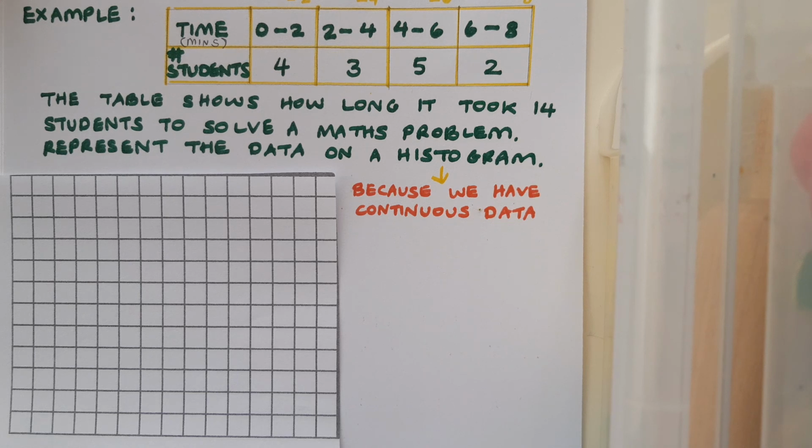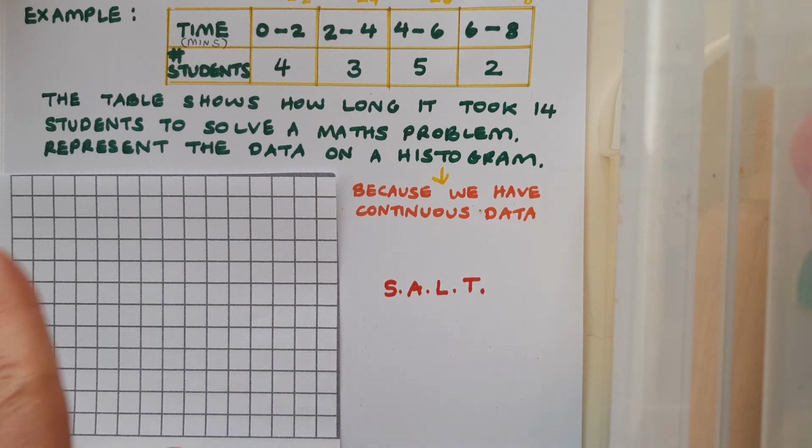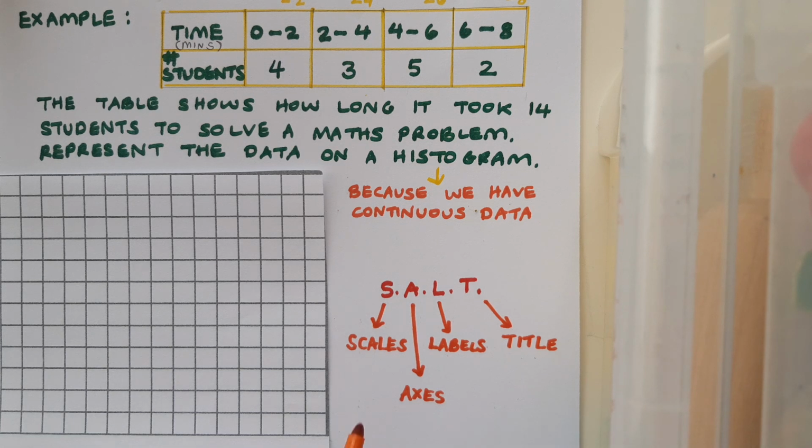So now let's get down to the business of actually drawing the histogram. The first thing that I'm going to note here, just to the right of my squared paper, is the little acronym SALT. And this is just to help me remember to include certain things in my graph. And those things are scales, axes, labels, and title. And I'll explain each of these as I come to them in the diagram.